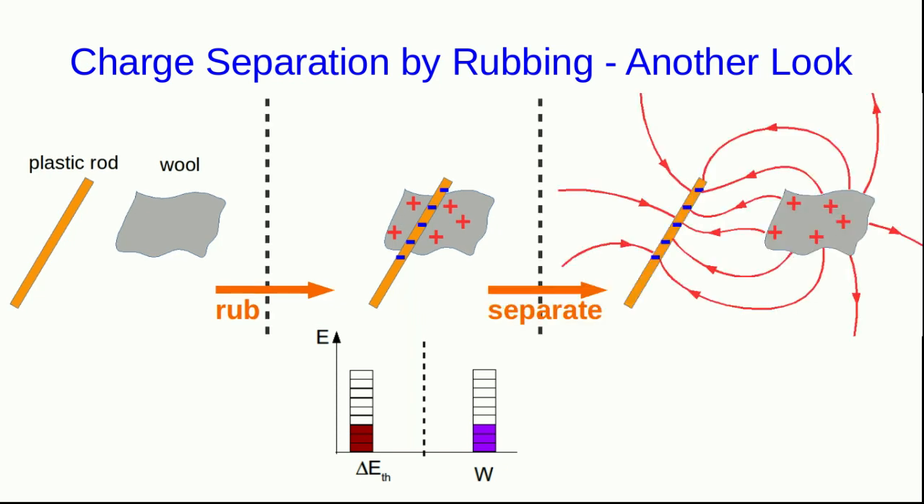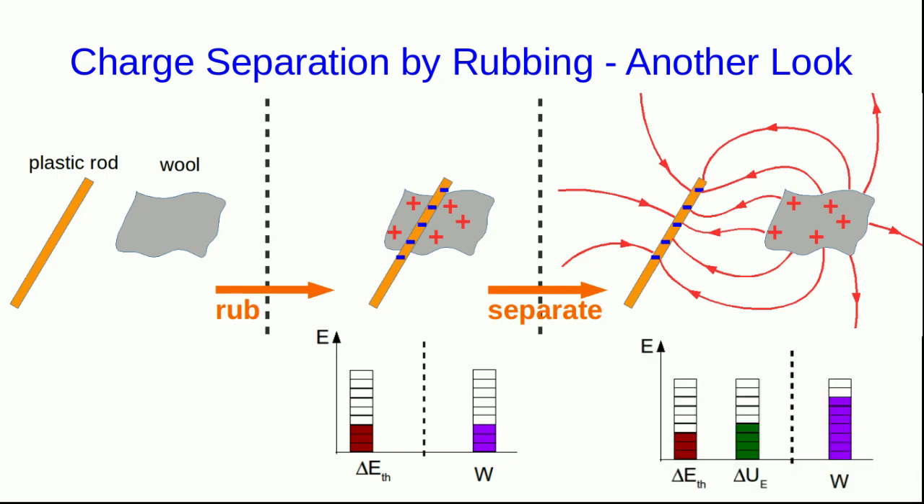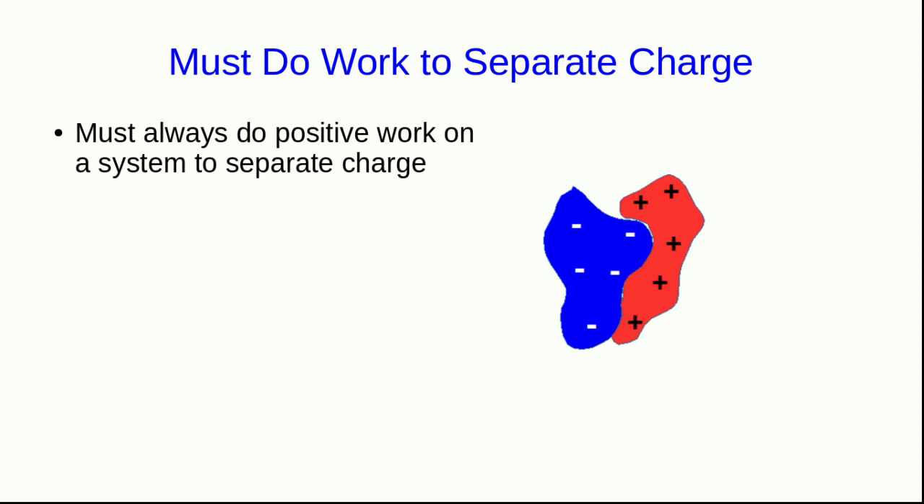But now, as we separate them, we have to pull the rod and the wool apart, and that means we're acting against the attractive electrical forces between them. And so we do more work on the system and increase its electric potential energy. This is an example of what always happens whenever we separate charge by any means. We must do work in order to separate the charge, and that work is always positive work on the system of the things that are being charged.